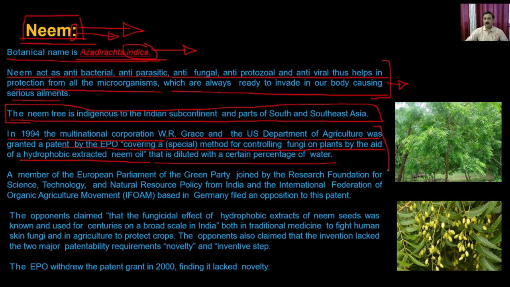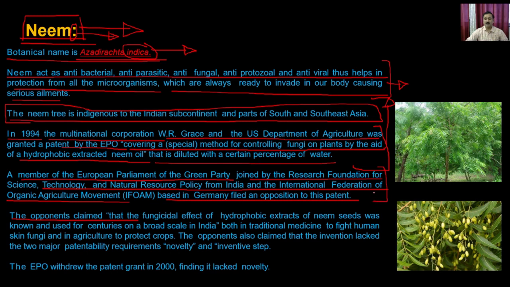That information was already available with the Indian people, because that is traditional knowledge present with them, and because of that, the Indian government actually opposed this particular patent, right? A member of the European Parliament of the Green Party, joined by the Research Foundation for Science, Technology and Natural Resources from India and the International Federation of Organic Agriculture based in Germany, filed an opposition to this patent. Why did they oppose this patent?